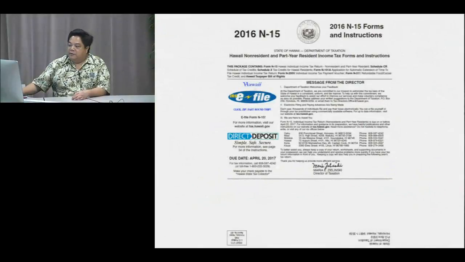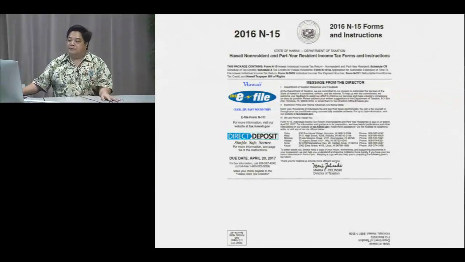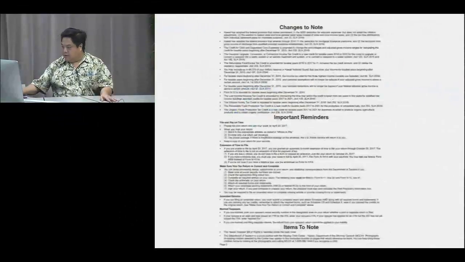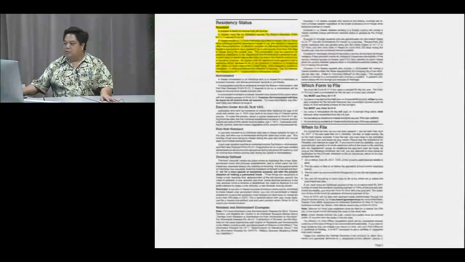So this is the N15. So hopefully, did anybody download this booklet, instruction booklet? It should look like that, but you can get it on the website. And if you don't know where the website is, you can come back to this PowerPoint and you can see the website down there, I think. Otherwise, you can always Google and get it. So these are the changes that you need to know. A lot of time you don't need to know.